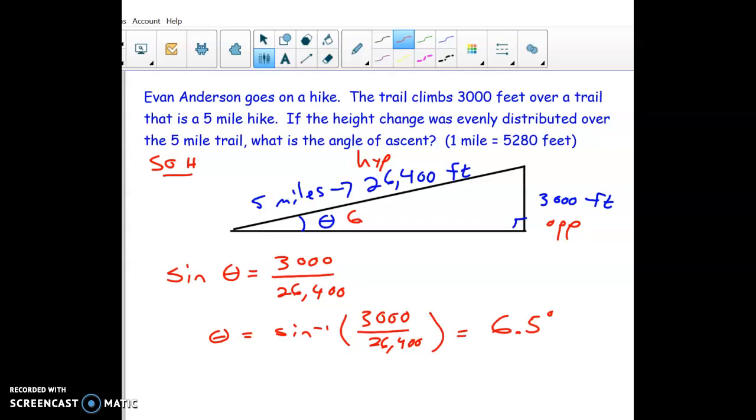So we're going up on average about 6.5 degrees. That's what we get. So it's a kind of slow ascent, but that's normally how you do a trail. You wouldn't want to make it super steep, otherwise it'd be too hard for people to get up.